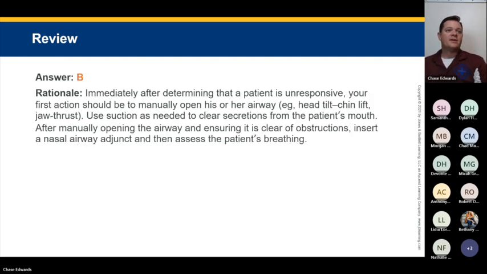B. So immediately after determining that a patient is unresponsive, your first action, remember this is one of those what would you do first things, would be to manually open his or her airway via the head tilt chin lift or the jaw thrust, whichever one you deem to be appropriate. Use a suction as needed to clear secretions from the patient's mouth. After manually opening the airway and ensuring it's clear of obstructions, insert a nasal airway adjunct and then assess the patient's breathing.